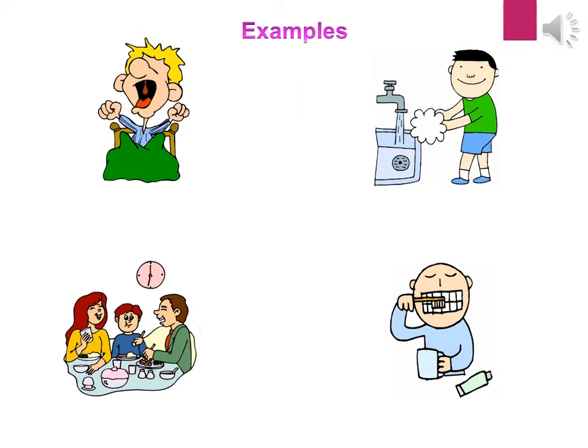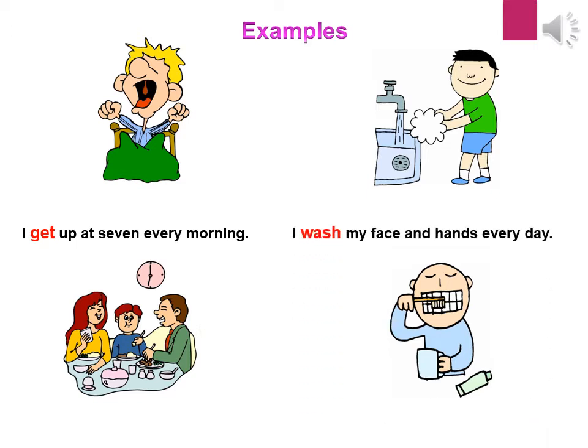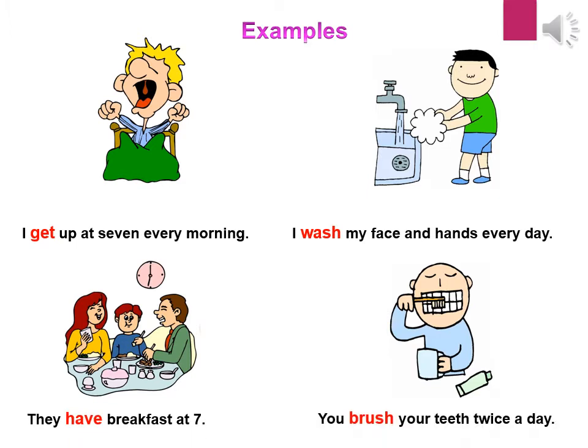Here are some examples. I get up at 7 every morning. I wash my face and hands every day. They have breakfast at 7. You brush your teeth twice a day. Notice here the main verb in the red color is the infinitive or the base form without any addition.